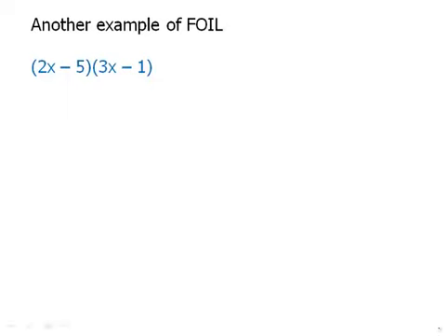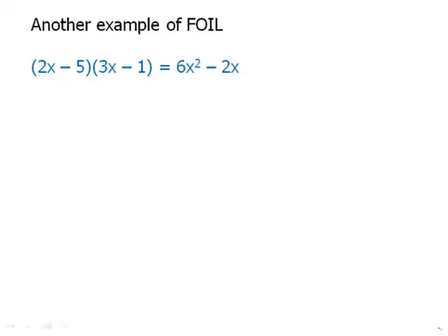Here's another example of foiling. So again, two binomials, this time involving subtraction. So the first would be 2x times 3x, so that would be 6x squared. The outer would be 2x times negative 1. We have to remember to include the negative, so that would be negative 2x.